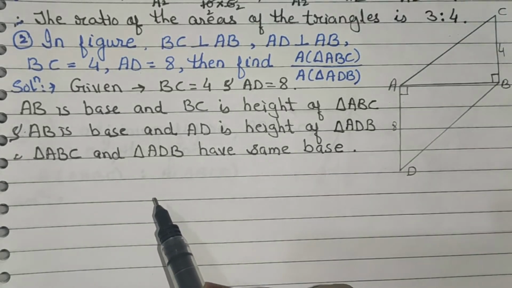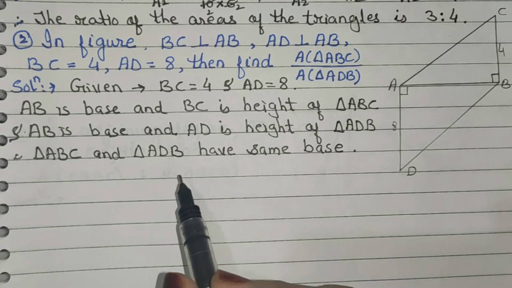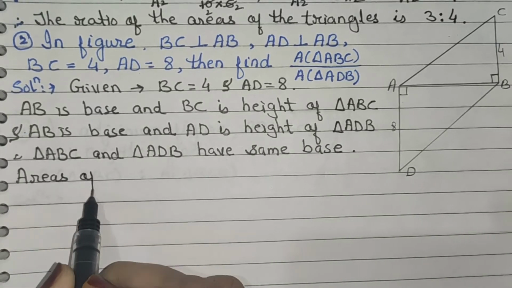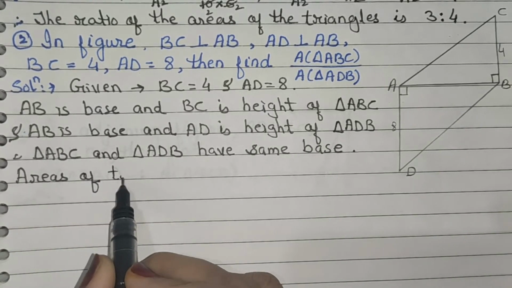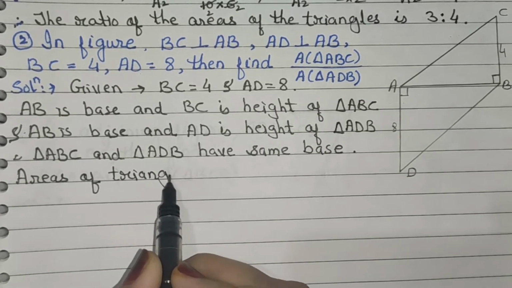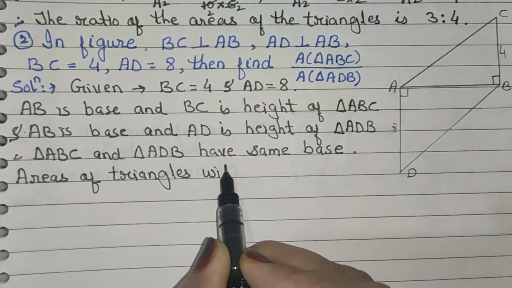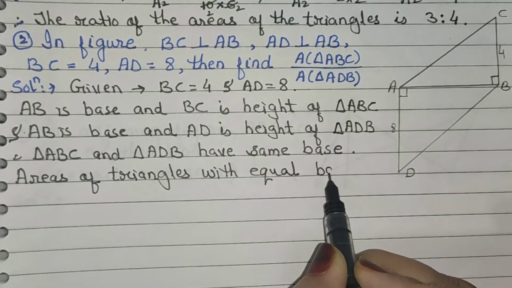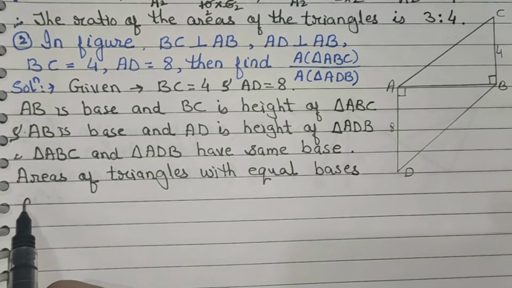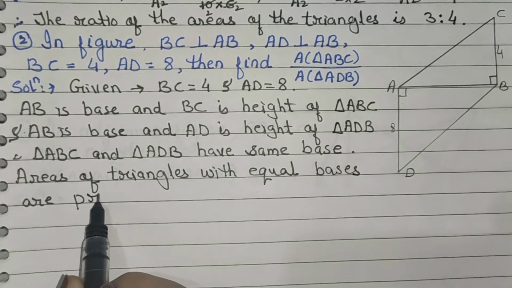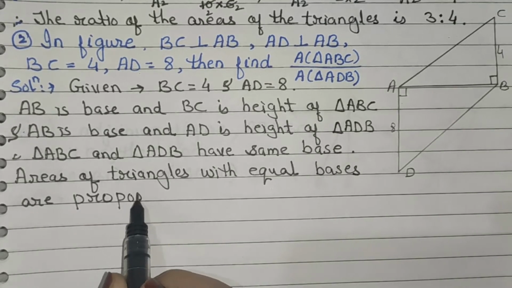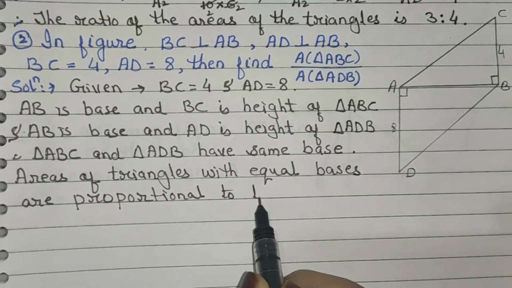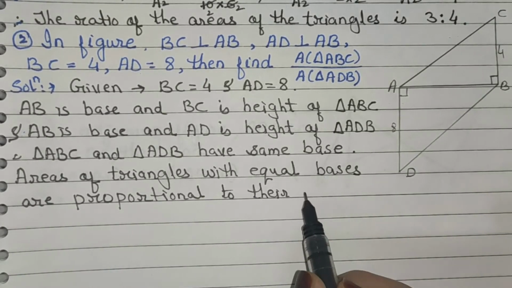Areas of triangles with equal bases are proportional to their corresponding heights. Write down here: areas of triangles with equal bases are proportional to their corresponding heights.